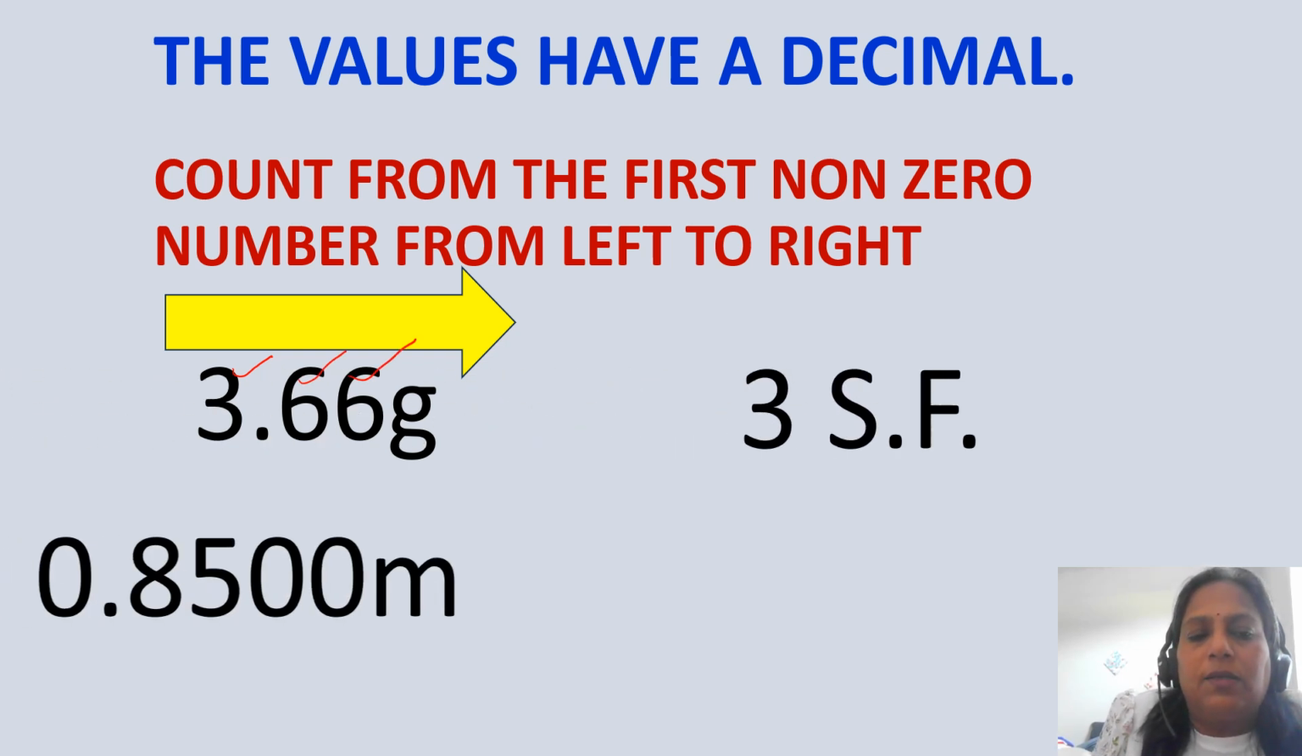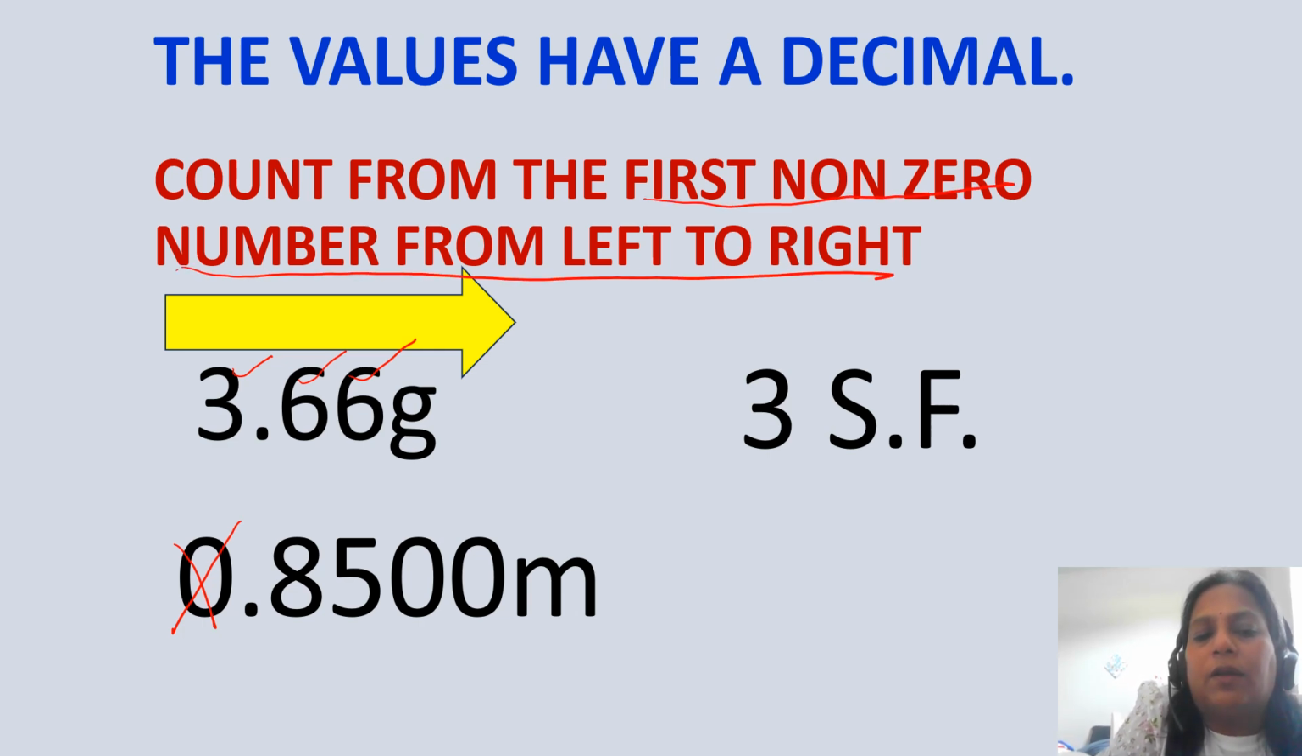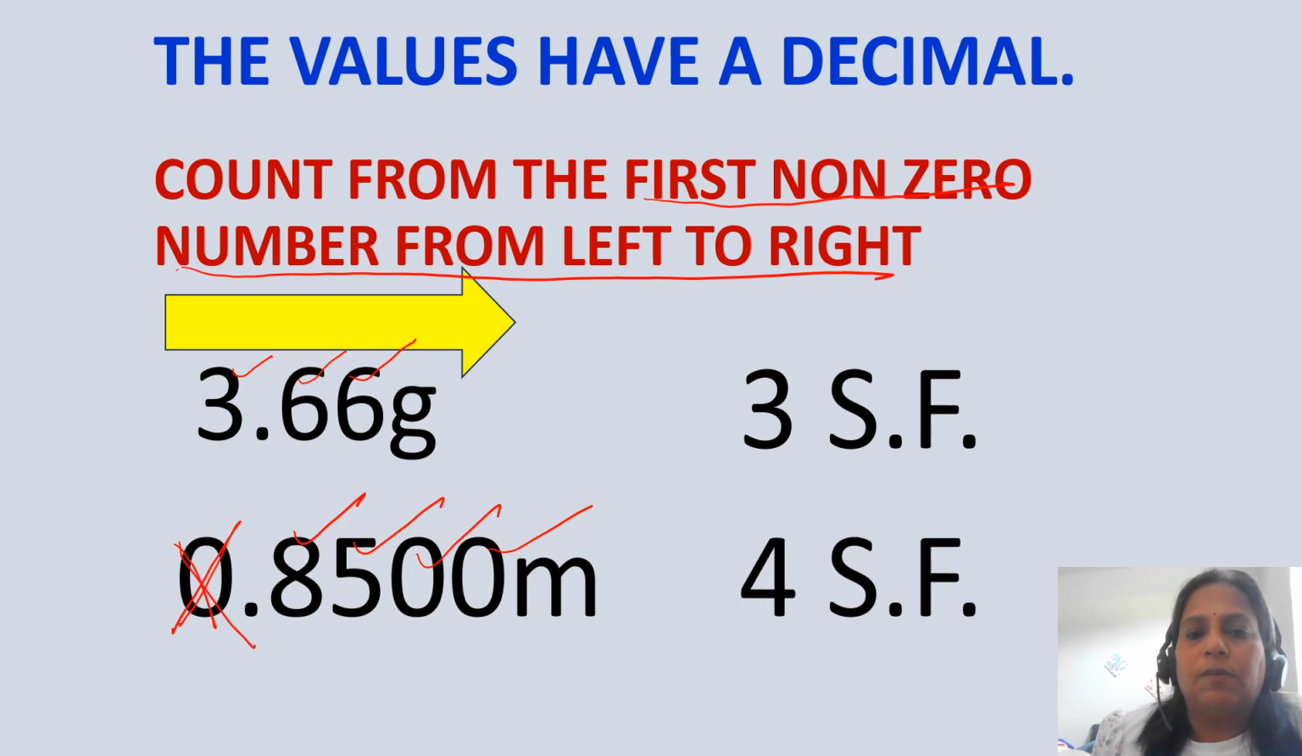Now what about the next number? 0.8500 meters. Should I start from here? No. What does the rule say? Count from the first non-zero number from left to right. So I don't count this 0. I start counting from 8. So I have 1, 2, 3, 4. 4 sig figs.